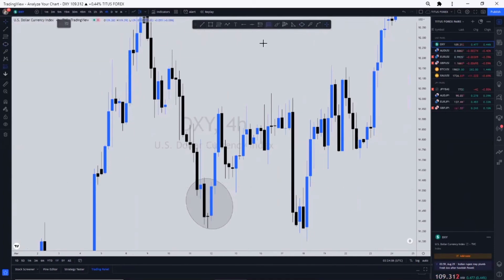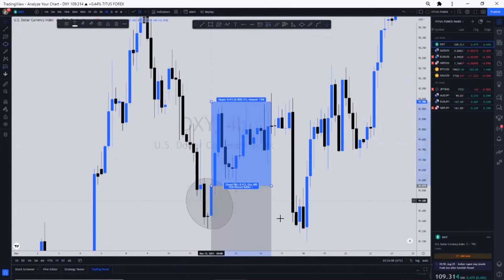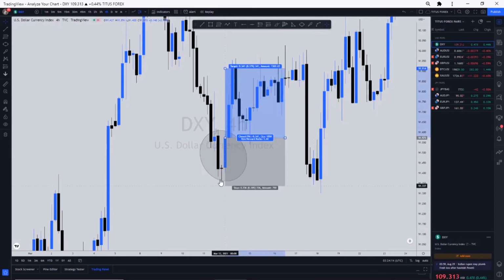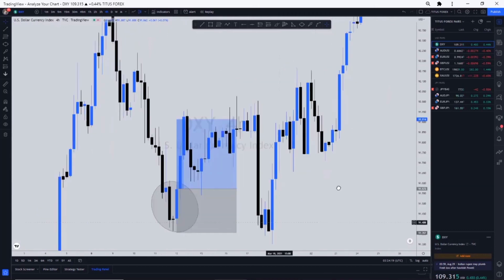Let me show you where you always need to pick your entry from. Entry should always be here. Stop loss, wherever you want to put it. Your take profit, wherever you want to put it, but your stop loss should always be below this zone, below the candlestick pattern. So let's move on to another example.